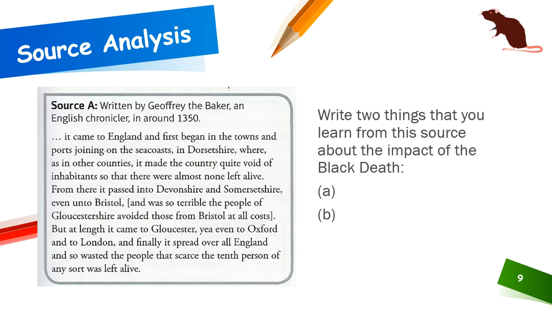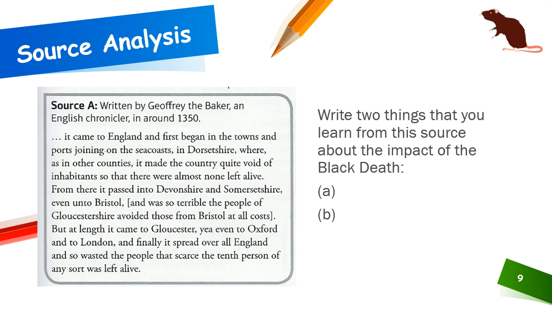Let's do a source analysis. I'm going to read the source in a moment, and as I read the source, see if you can find two things that you learn from this source about the impact of the Black Death. And after I've read the source, I'll give you time to pause the video and answer these questions in your notebook. Source A, written by Geoffrey the Baker, an English chronicler in around 1350. So a chronicler is someone who writes about the history of a place.